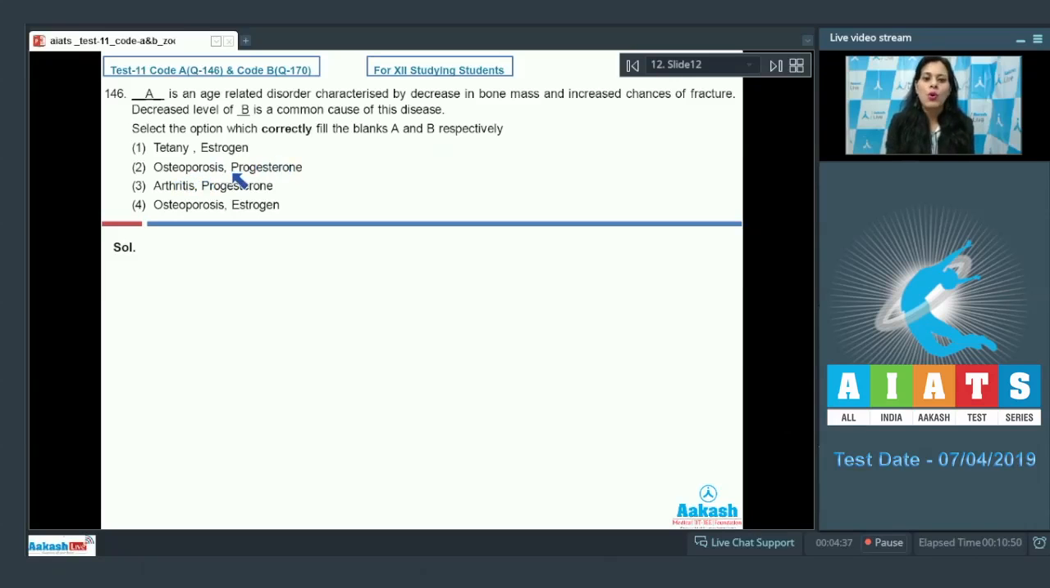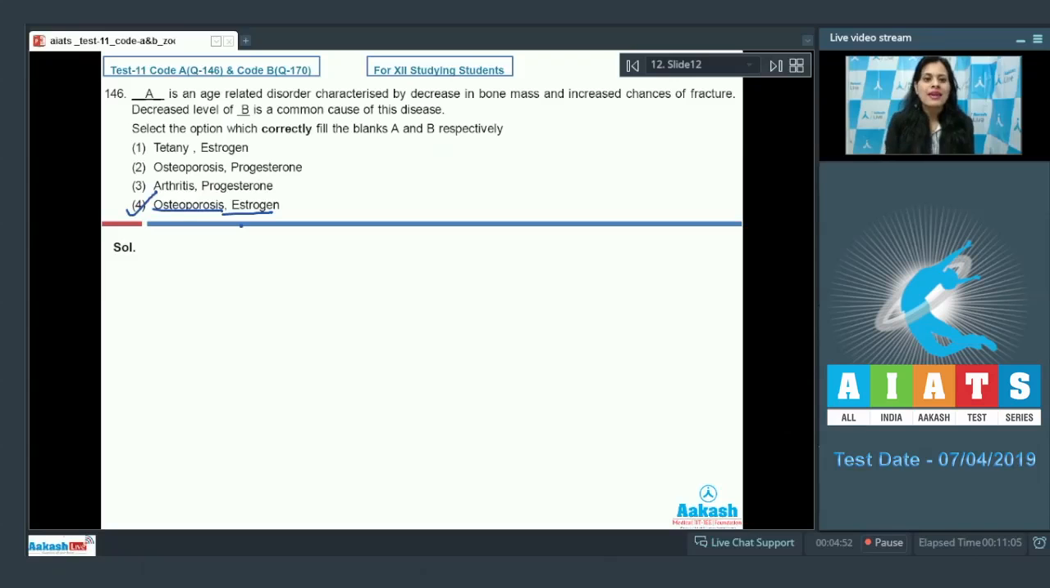Option number 2, osteoporosis and progesterone. Option number 3, arthritis and progesterone. Option number 4, osteoporosis and estrogen. And the correct answer to this question is option number 4, osteoporosis and estrogen.